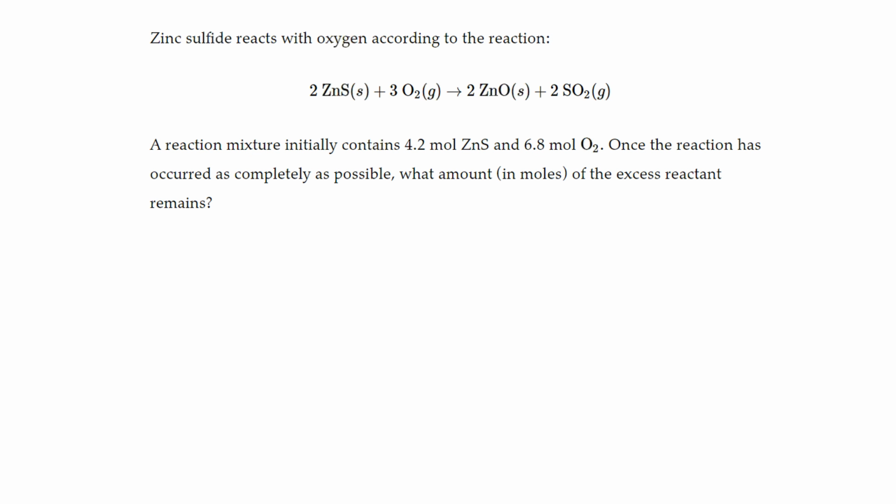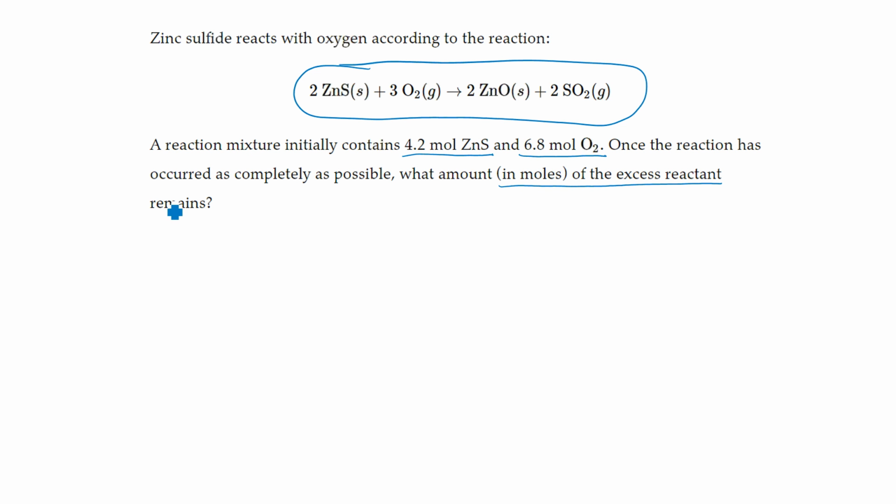So here's an example. I've got 4.2 moles of zinc sulfide and 6.8 moles of oxygen. They react according to this balanced chemical equation right here. And we want to figure out how much of the excess reactant is left over when these two things completely react. So first thing we want to do is figure out which reactant is limiting and which is excess.